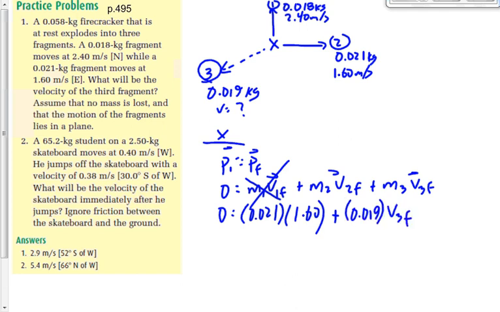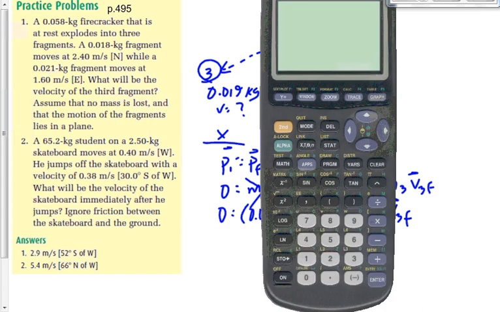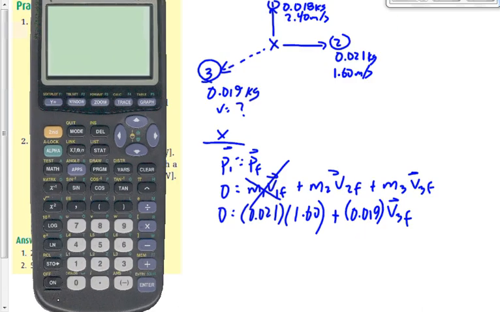We solve for V3F there. Let's grab the calculator and give this a try. 0.021 times 1.6. Let's take that to the other side by subtracting. Let's do it properly, though. We get negative 0.0336 when we take it to the left side by subtracting. And then we divide that by 0.019. And we get 1.768 to the left.